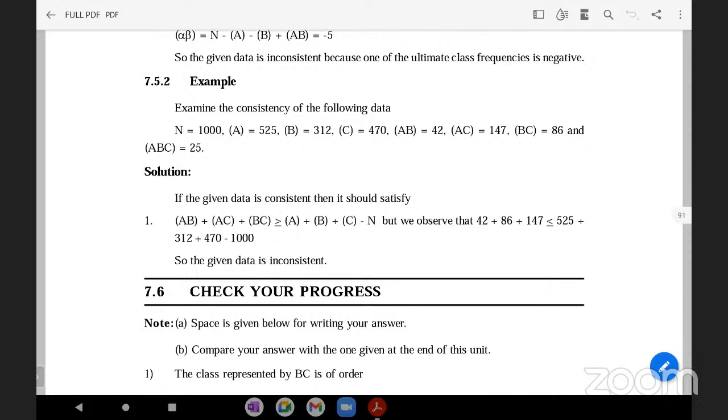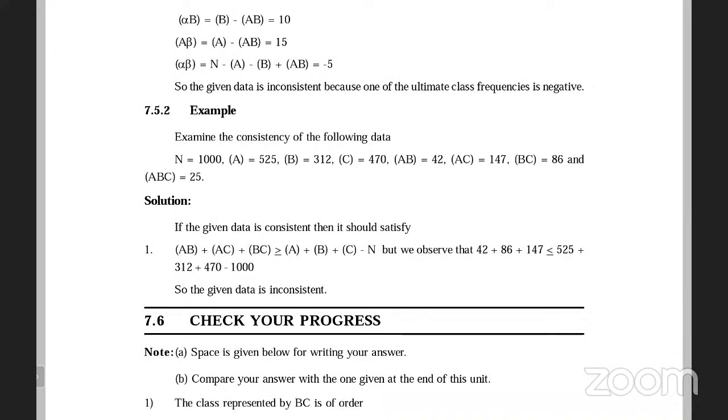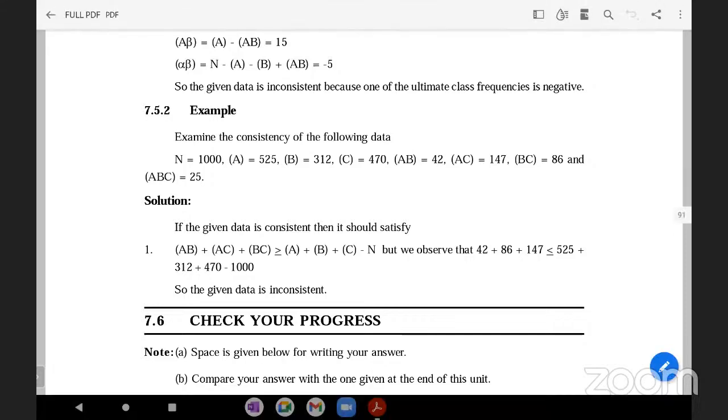Next, if I take another example. In that, if AB plus AC plus BC is greater than or equal to A plus B plus C minus N, and the condition is passed, then it is consistent. So I am checking: AB equals 42, AC equals 147, and the total is 189.